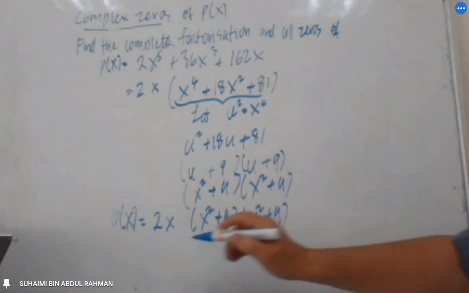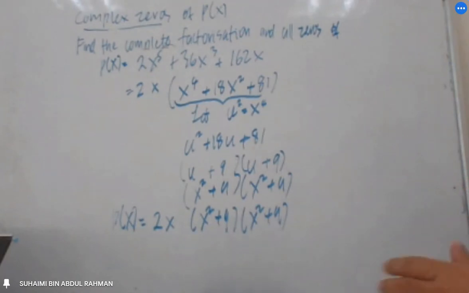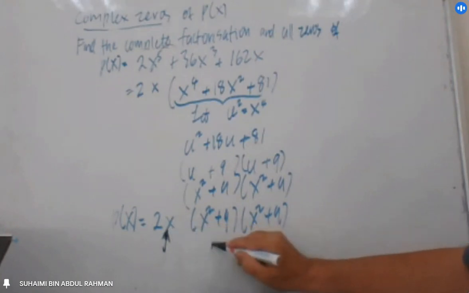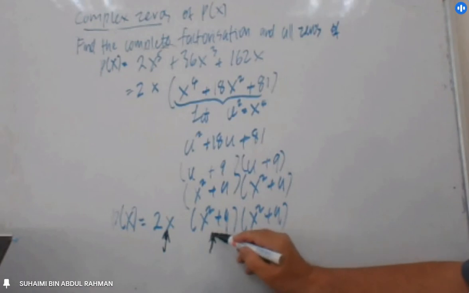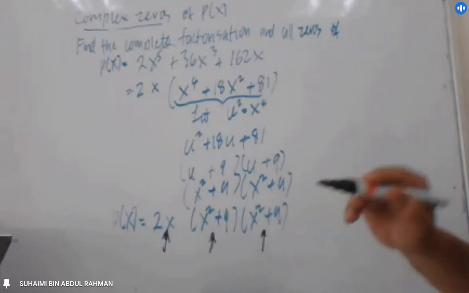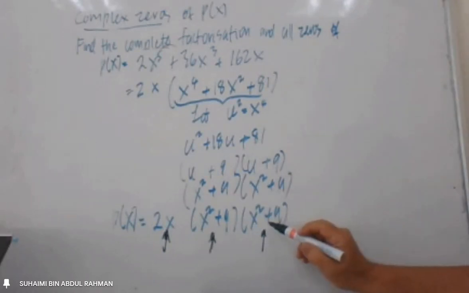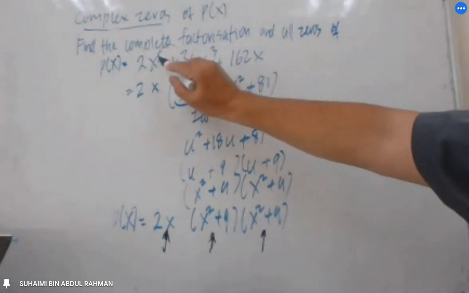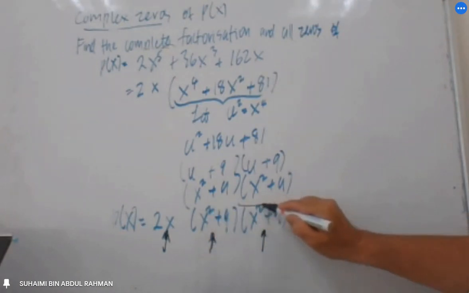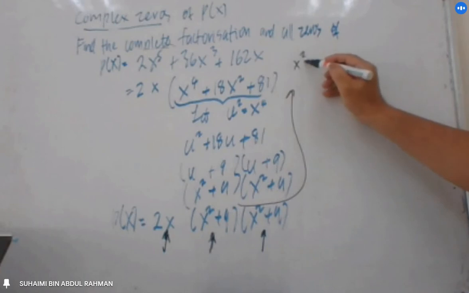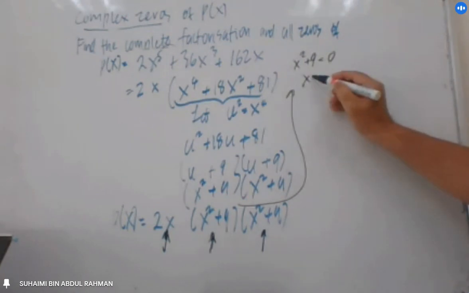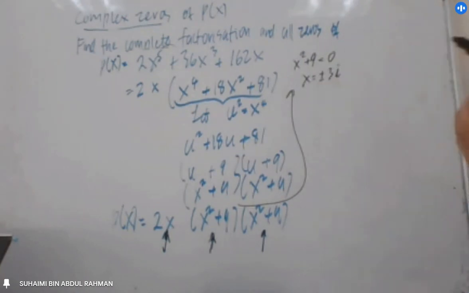So from here, we get 1 zero. From here, how many zeros do we have? 2 zeros. From here, 2 zeros. 2, 2, 1, that is 5 zeros. So from here, to know the zeros, make x squared plus 9 equal to 0. x is plus or minus 3i.